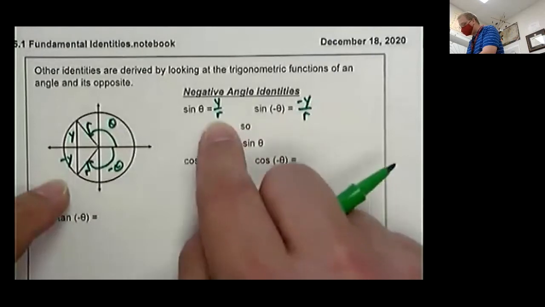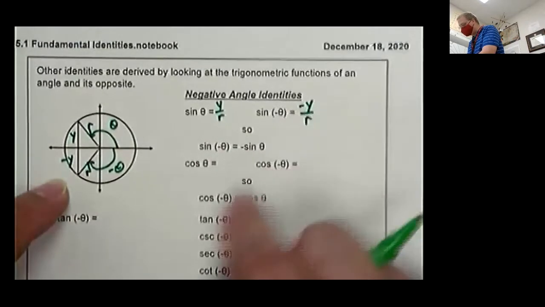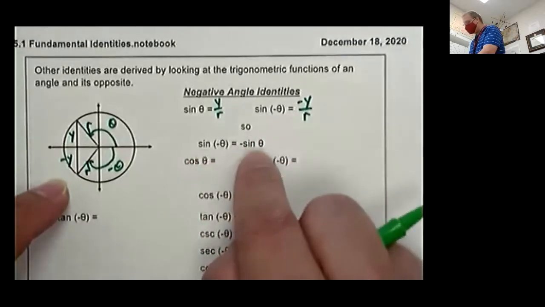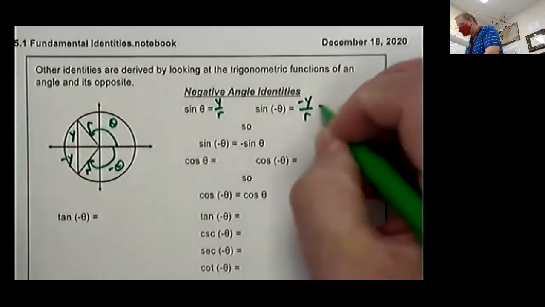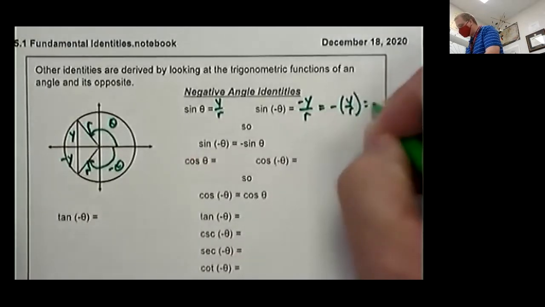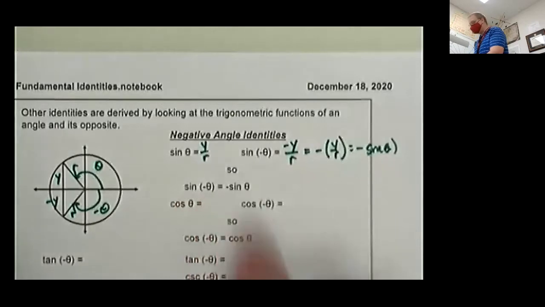Therefore, what's true? Well, this one's positive. This one's negative. So that negative actually can come out in front. Therefore, sine of negative theta is equal to negative sine of theta, because whatever this value is has to be negative times the quantity y over r, which is negative sine theta.